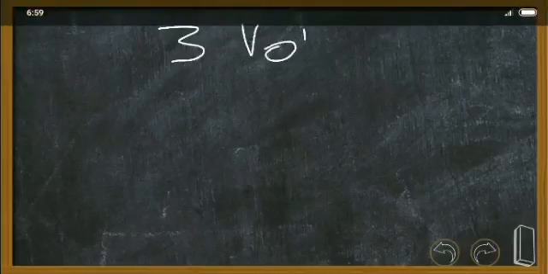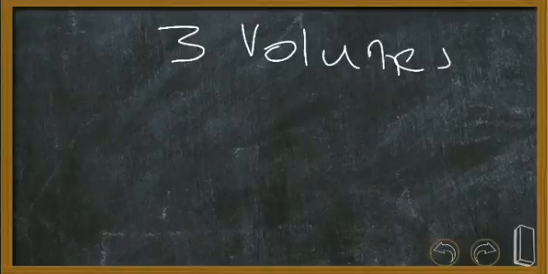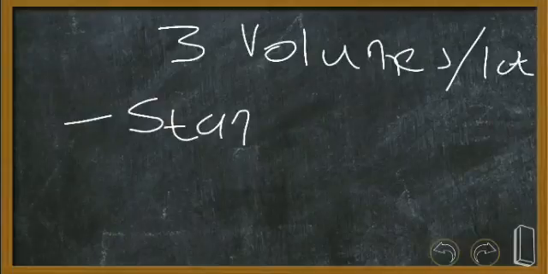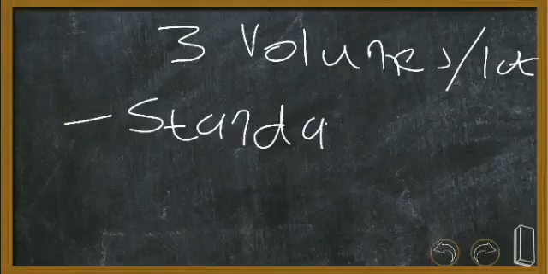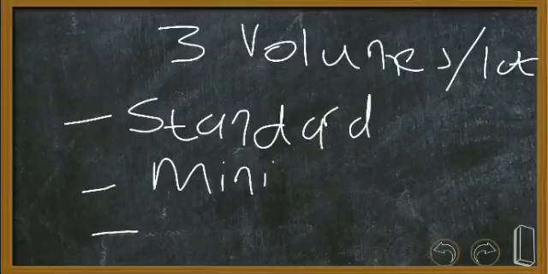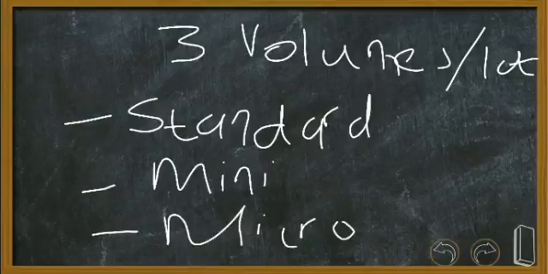So we have the three volumes, which are the standard, the mini, and the micro, the final one, which is the smallest. They are volumes or lots, depending on how you call them. I placed them in their sizes, from biggest to smallest, biggest volume to the smallest volume, the biggest lot size to the smallest. So let's start with the standard.